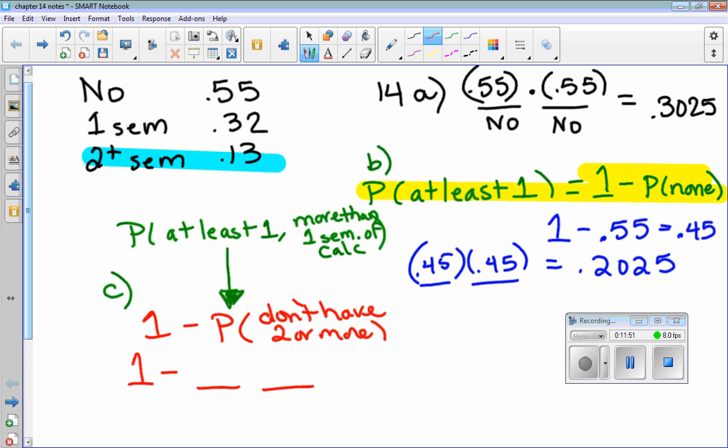So what we're going to rewrite this as is 1 minus both of these people have not taken 2 or more semesters. So what is the complement of 2 or more semesters? What is don't have 2 or more? What's the probability? What number is associated with that? 0.87. So that is what goes here.